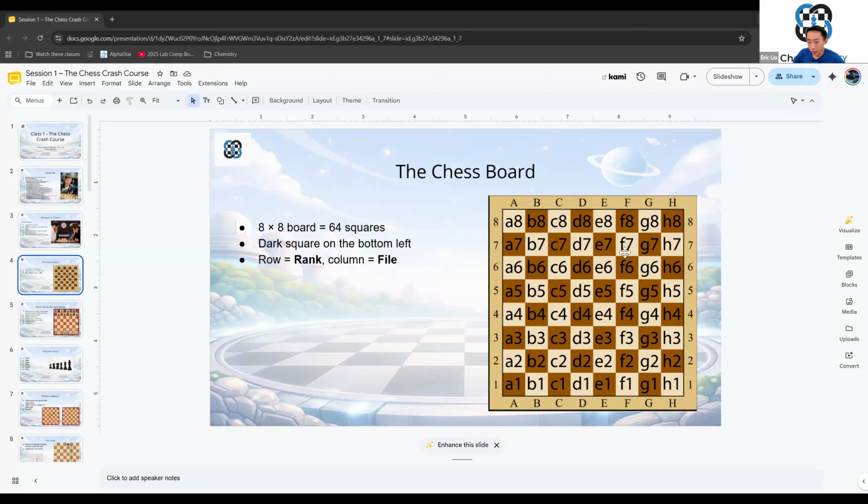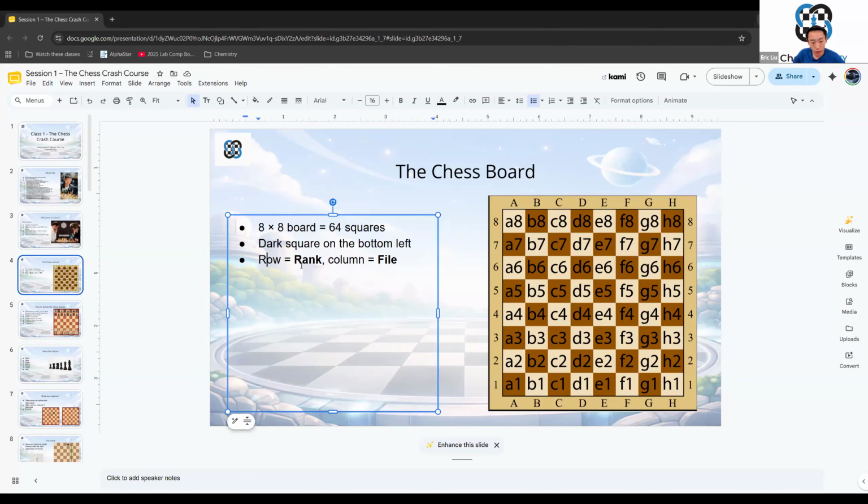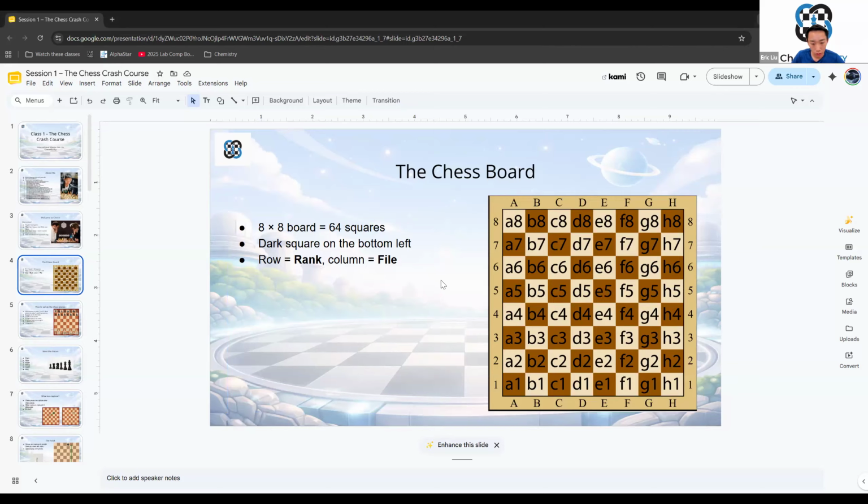And in this example, the names are already on the squares. So for example, this square here is D5 because it's on file D, and it's on rank 5, because if we remember, a row is called a rank and a column is called a file. Okay, so hopefully this is still simple enough.